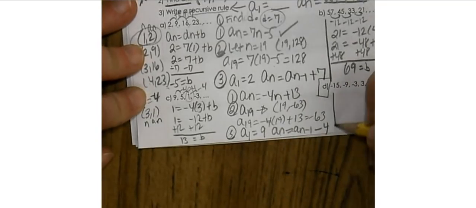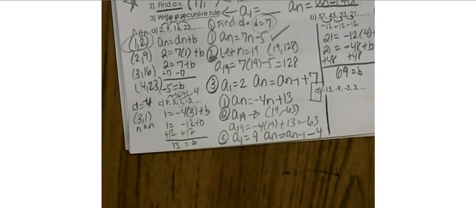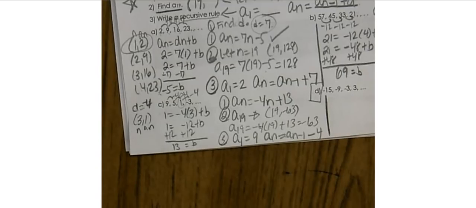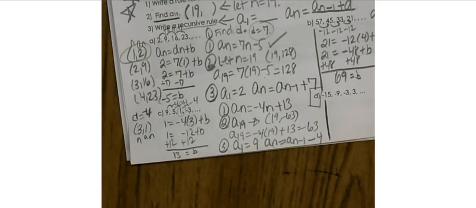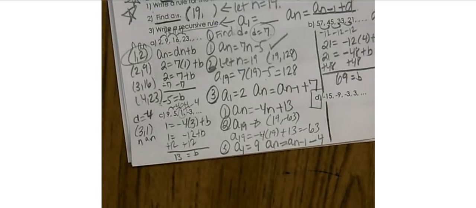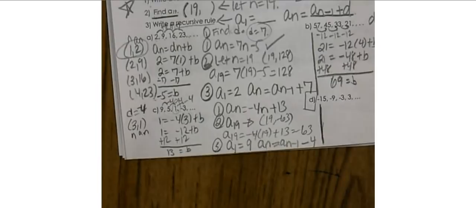Now, the nice thing about an explicit rule is that you can identify any term in any position at any time. The recursive rule, what's not very nice about it, is that you have to know what came before you find the next. So if you wanted to figure out what the 19th term was using a recursive rule, you would have to know what came in the 18th position before you could find what happened in the 19th position. And sometimes there's a lot of extra work that is unnecessary. So I just wanted to put that out there.